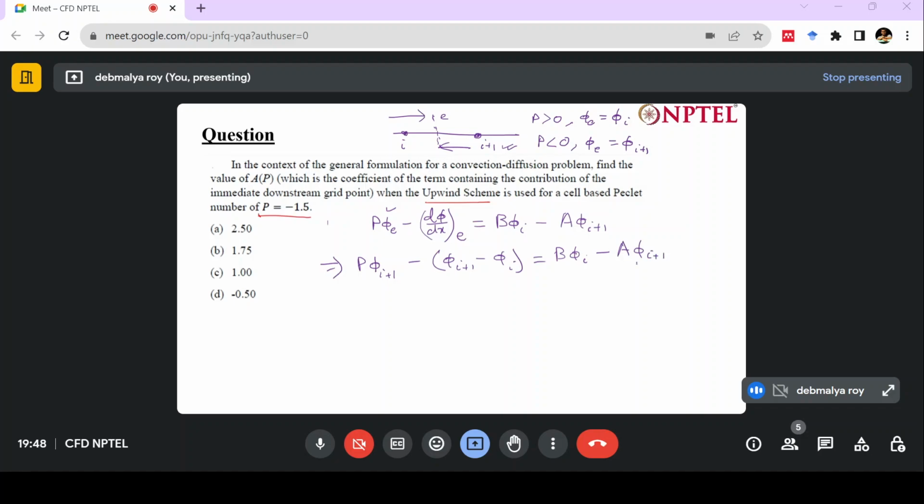So what is asked? A value is asked. As you can see here, A value is nothing but 1 minus. So we have to take into account this minus sign here. So this will be 1 minus. If I put the value here, 1 minus P is this, this is 2.5.